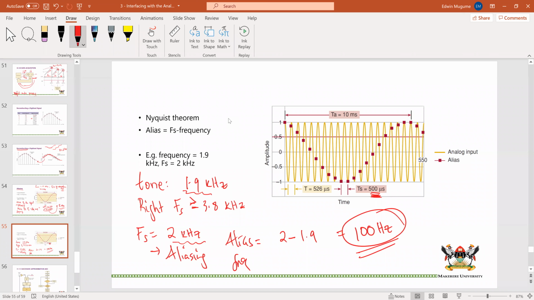So when you finally reconstruct your signal, because obviously we are sampling so that we create a digital signal which we can convert back to analog, you are not going to receive a signal of 1.9 kilohertz, you're going to receive a signal of 100 hertz. And actually, if you draw a line through these samples, you can see that the frequency is so much lower, and in fact, it is equivalent to 100 hertz.